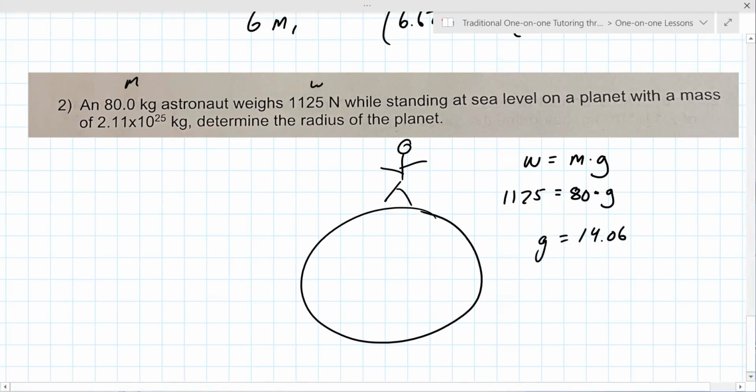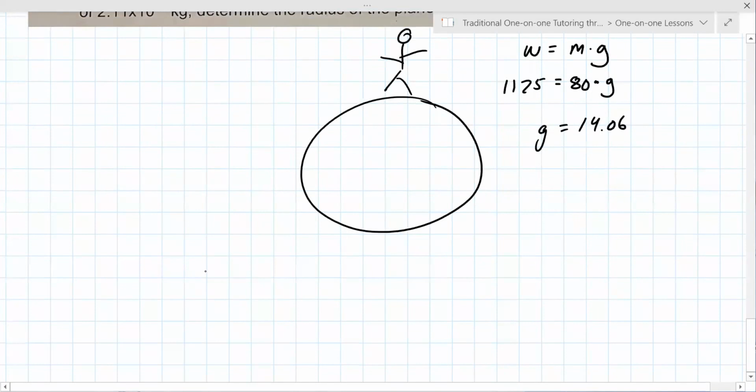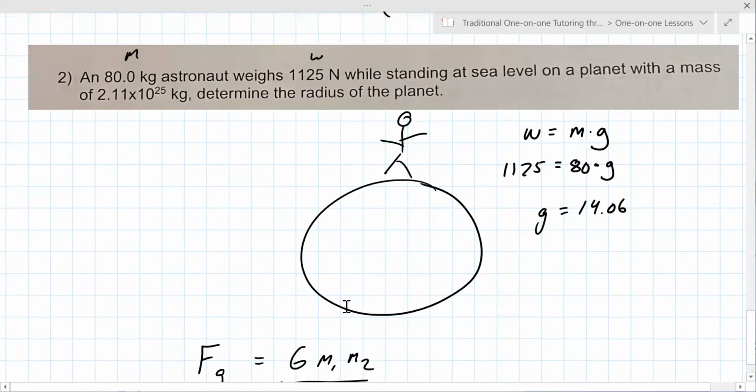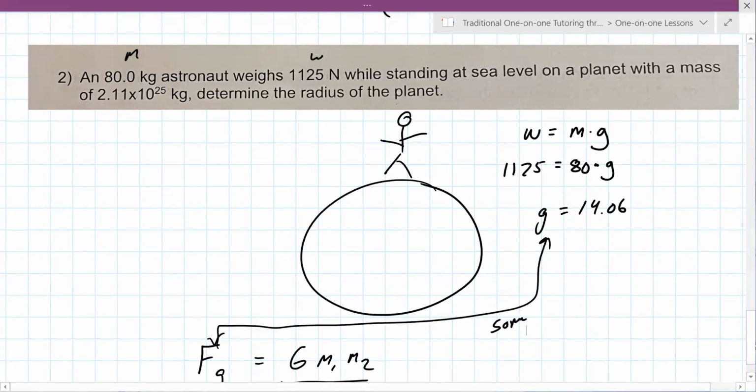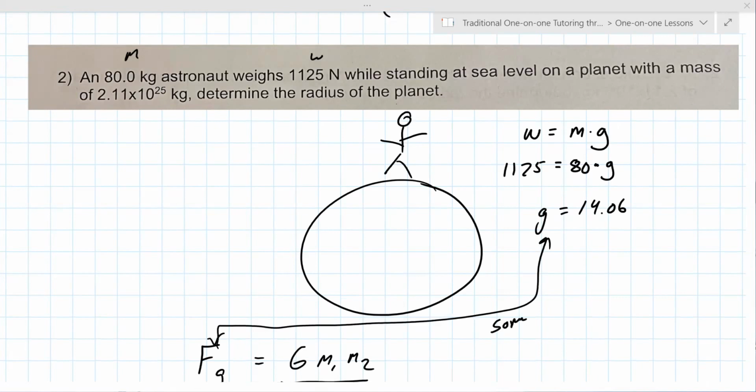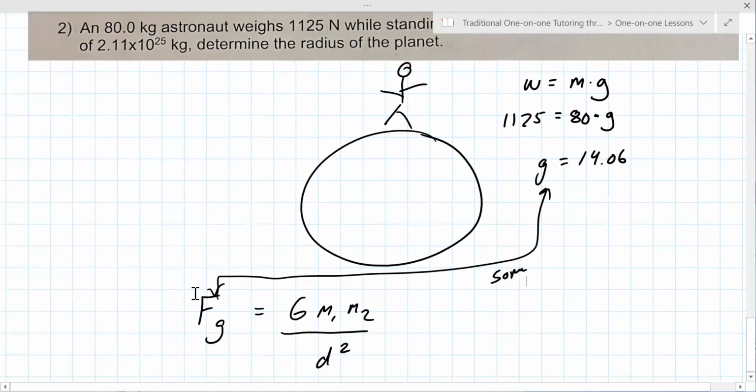Okay. And this is the part that I think was maybe a little bit unclear from last time. FG is G M1 M2 over distance squared. And this FG is this value right here. These are the same. Do you remember that from last time? Kind of. Force of gravity and gravity are the same. Yes.